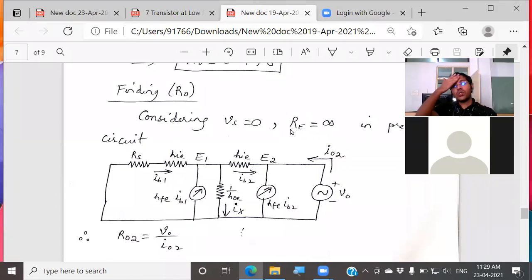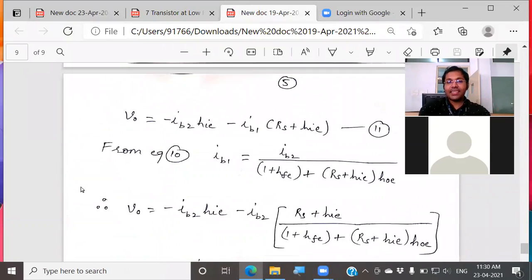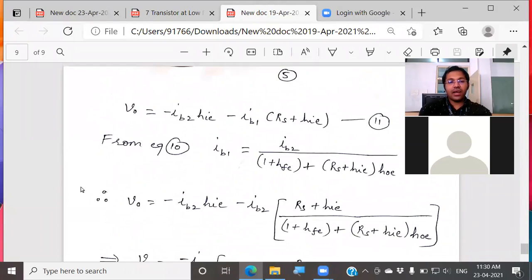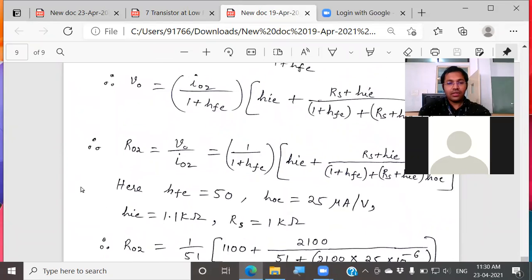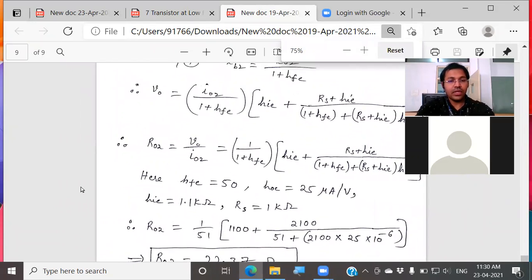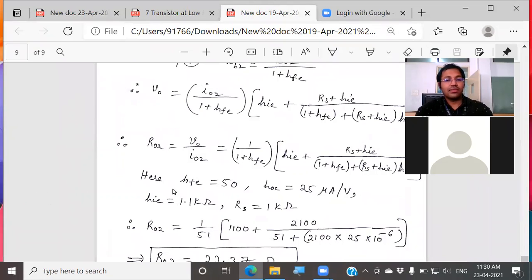As I told you, the same thing we have done earlier also, isn't it? The process is, first we will not consider RE. We will find the resistance, that we will call Ro2. Then at last we will take Ro as the parallel combination of Ro2 and RE. So what is Ro2? What is the value of Ro2 that we got?